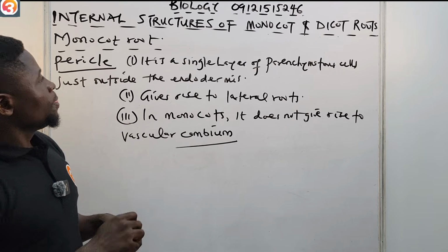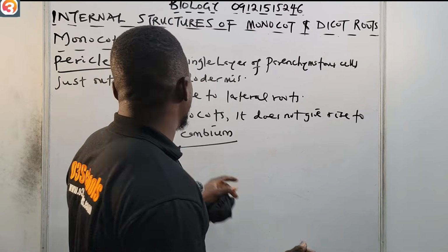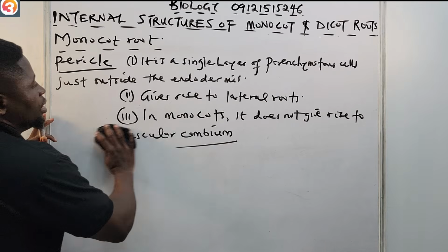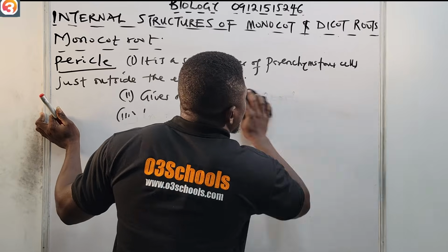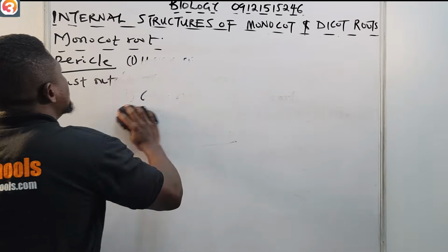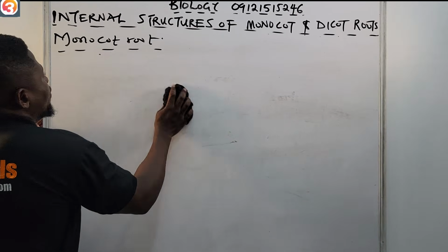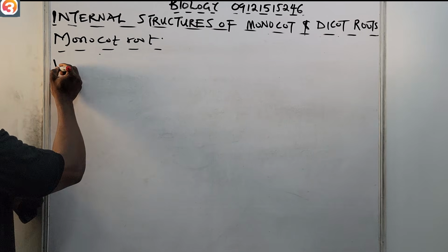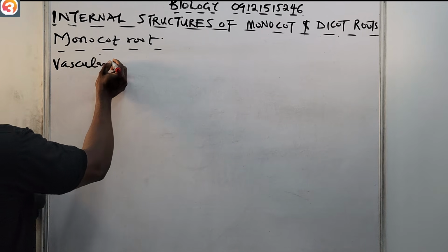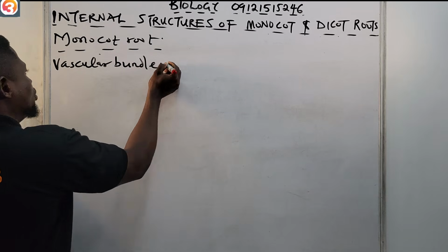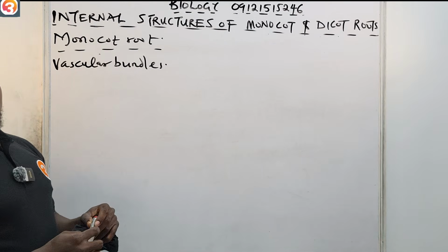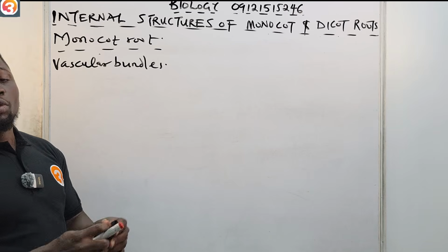All right, so now let us go to the next one. Immediately after the pericycle, we have the vascular bundles. So let us look at the vascular bundles for the monocot roots. Of course, we're also going to talk about the xylem and the phloem, because those are the vascular bundles that we have.